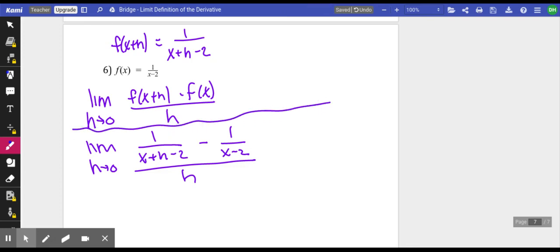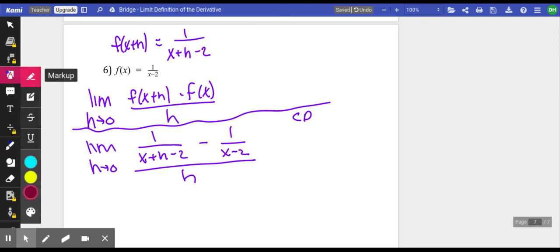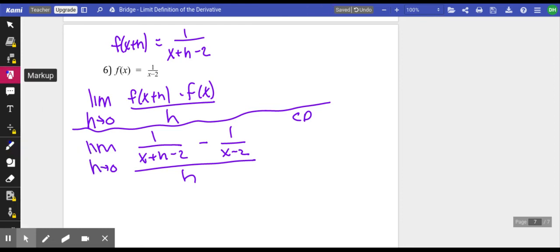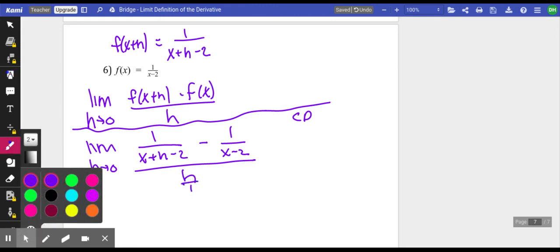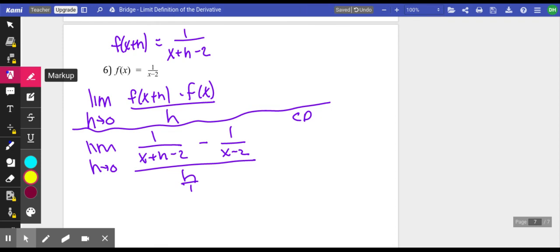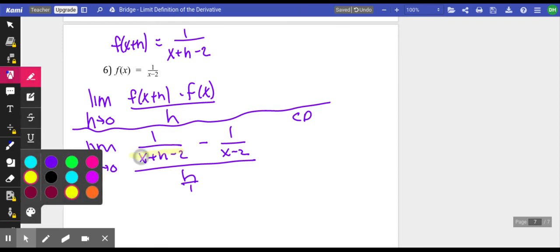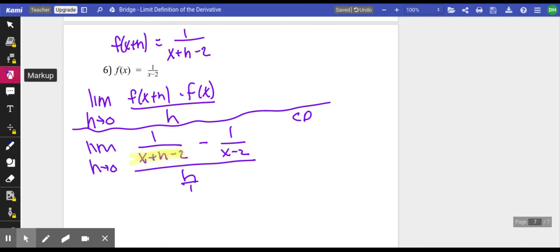And if you remember from a couple of days ago when we talked about cleaning up these fractions, we said we're looking for the common denominator. So to make life simple, we're basically just going to take one of each denominator. Now, currently, the denominator of my h is just h over 1. So if I look at all my denominators, I have x plus h minus 2, and I have x minus 2, and I have a 1. Those are my 3 denominators. So I basically just want to give everybody the same thing.